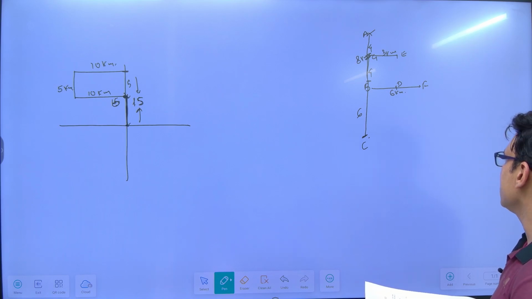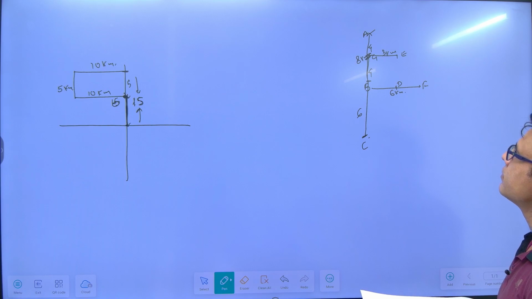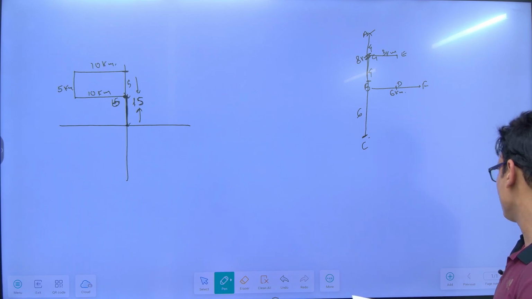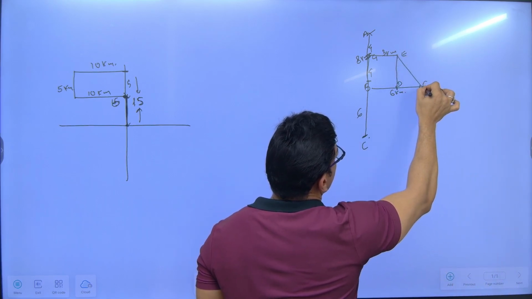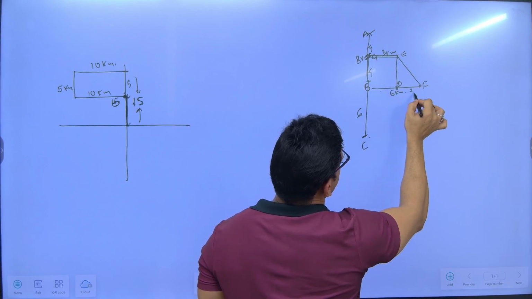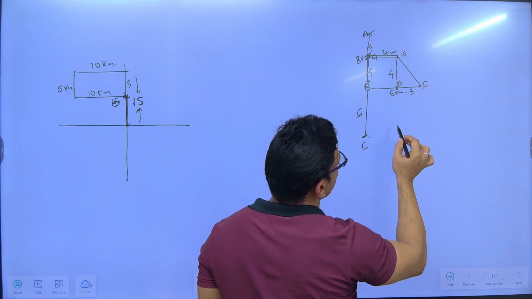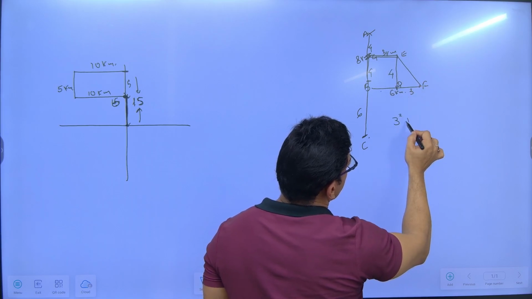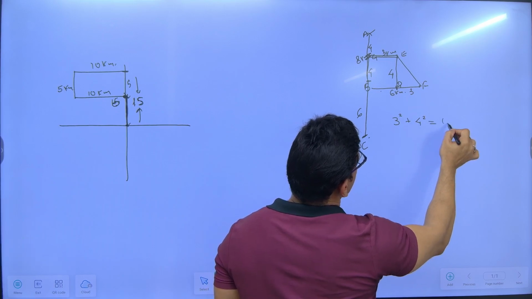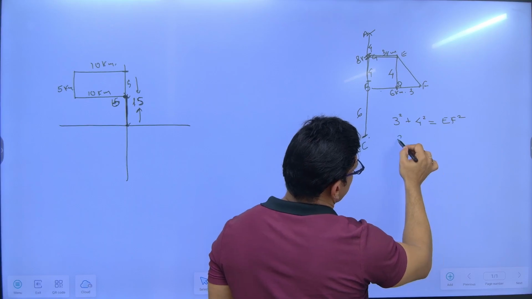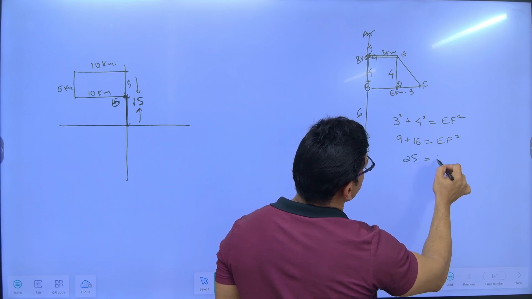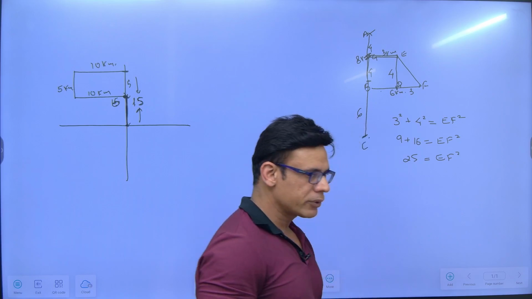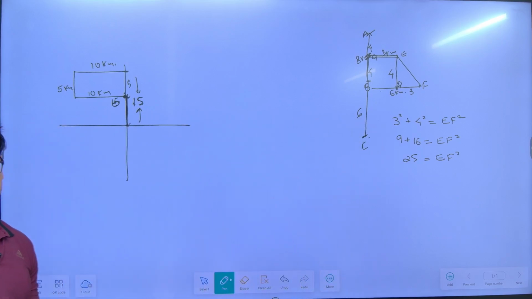What is the distance between E and F? Draw. This is 3, this is also 3, this is also 3, and this is 4. Now 3 square plus 4 square is equal to EF ka square. 9 plus 16 is equal to EF square. 25 is equal to EF square. So EF will be equal to 5.